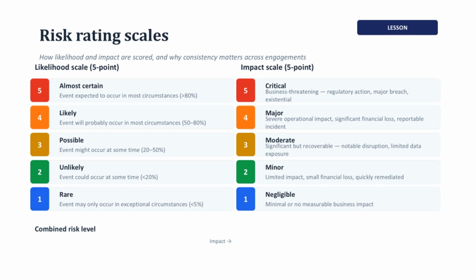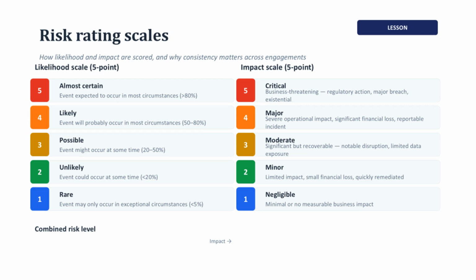Now, looking at the 5-point impact scale, starting with 5, which is critical, which means it is business threatening. It could cause a company to fail, face regulatory shutdown, or suffer losses they cannot recover from. For example, a patient data breach at a hospital, or a card data breach at a payment processor. 4 is major, which is severe but survivable: significant financial loss, delayed financial statements, a regulatory fine, or loss of major clients.